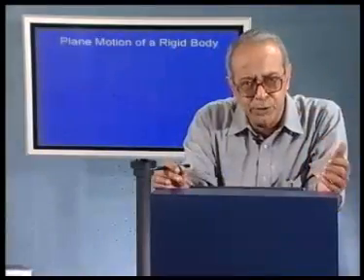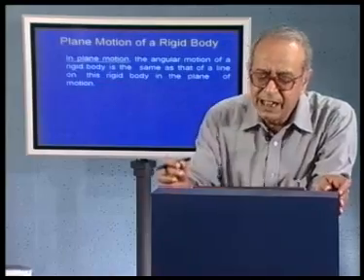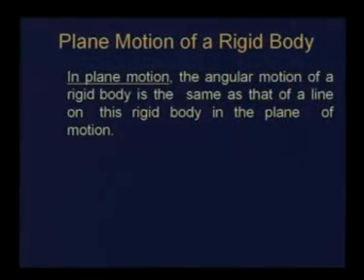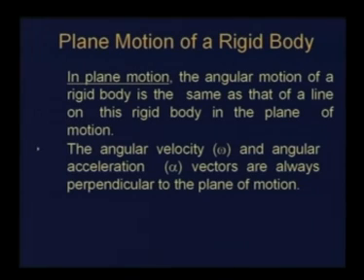So, plane motion of a rigid body, some basic points let me recapitulate first. We should remember that in plane motion, the angular motion of a rigid body is the same as that of a line on that rigid body in the plane of motion. This we will explain a little later. Second point is that the angular velocity and angular acceleration vectors of that rigid body are always perpendicular to the plane of motion. Because the rigid body is in plane motion, all angular quantities will be represented by vectors which are perpendicular to this plane of motion.